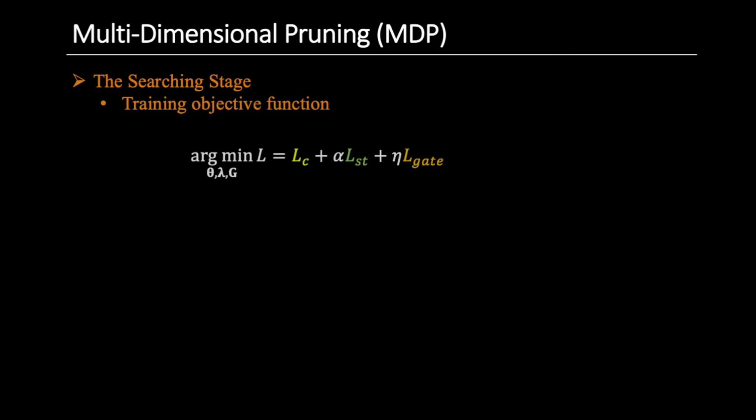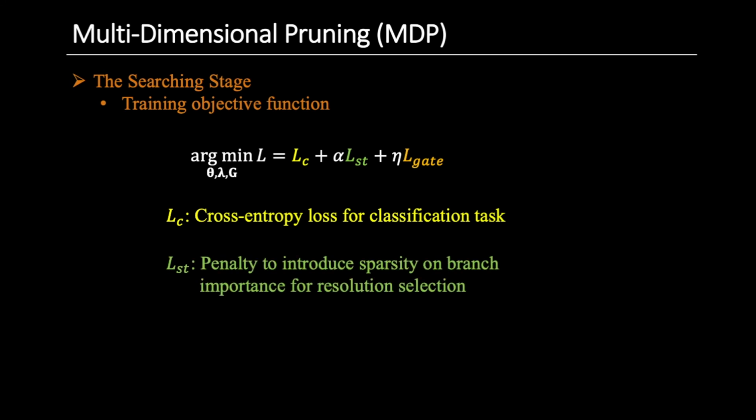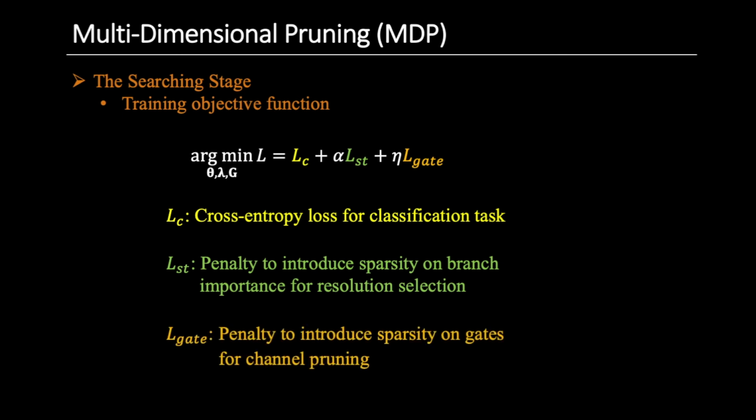Here is our training objective function. We aim to learn the parameters for convolution theta, the importance for branches lambda, and the gate values g. L_C is the standard cross entropy loss for classification task. L_ST is the penalty to introduce sparsity on branch importance. L_Gate is the penalty to introduce sparsity on gate values. When training the network by this objective function, the importance scores of many branches and channels will be close to 0, and we can safely remove these branches and channels later.